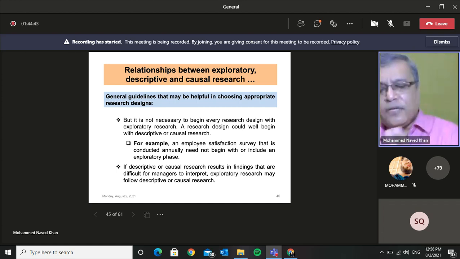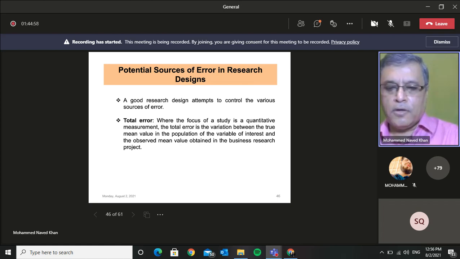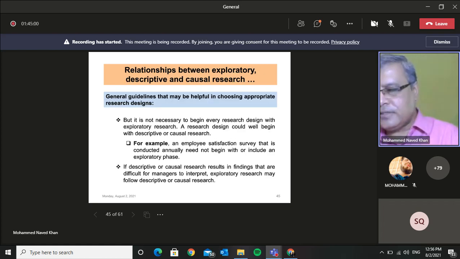So when we talk of descriptive or causal designs, sometimes the findings may force you to go in for an exploratory design, and there is nothing wrong in it. If some of the issues require clarification, you go for them. Okay, let me stop here. If there are any questions, any issues.